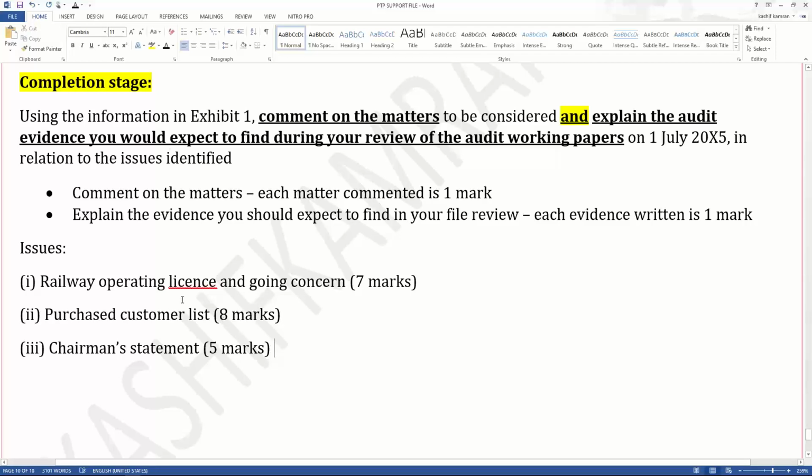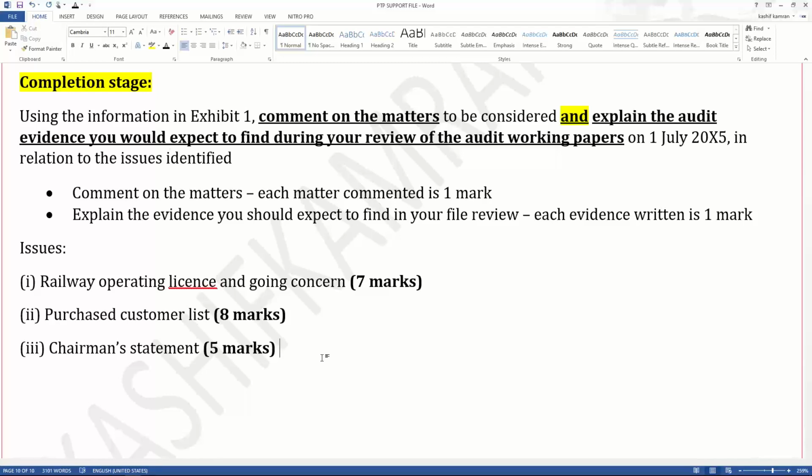The requirement: we'll pick up the railway operating license and going concern, 7 marks, and comment on the matters and explain the evidence. Then the 8 marks purchase of customer list, same approach. Then you pick up the chairman's statement. I'll show you the way to write the answer. Is everyone clear with the first requirement?